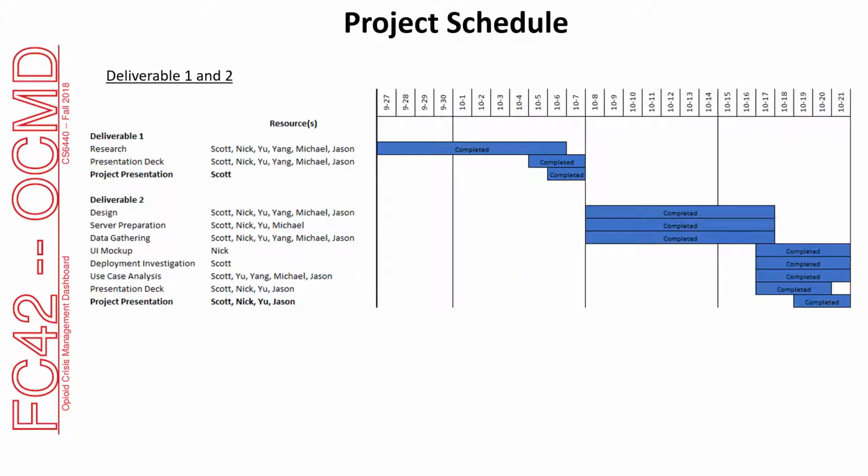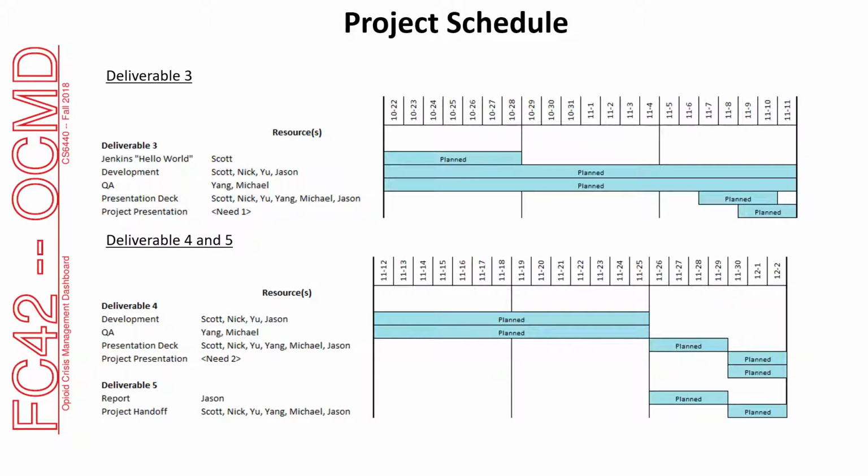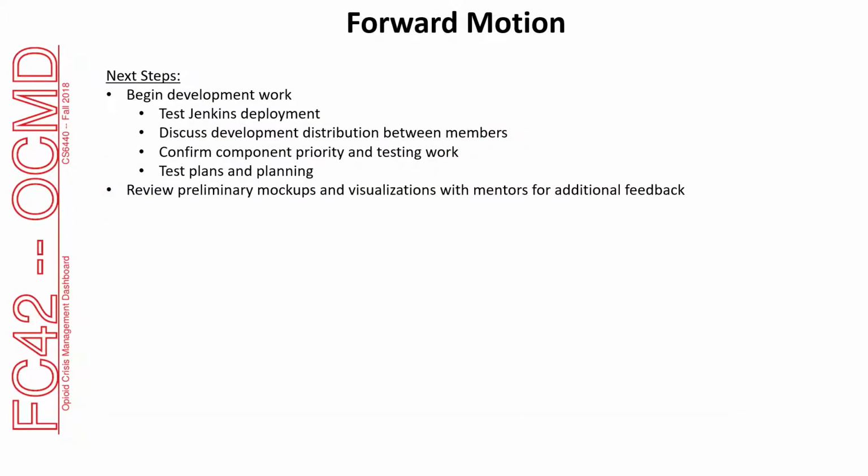Thank you. Completed tasks like UI mockup and use case analysis have been added to the Gantt chart. While the remaining schedule remains the same, a new Jenkins test task has been added for deliverable 3. Our next steps focus on development work, which includes, of course, a Jenkins test, work prioritization and allocation, as well as a review of our mockups that Nick has completed.